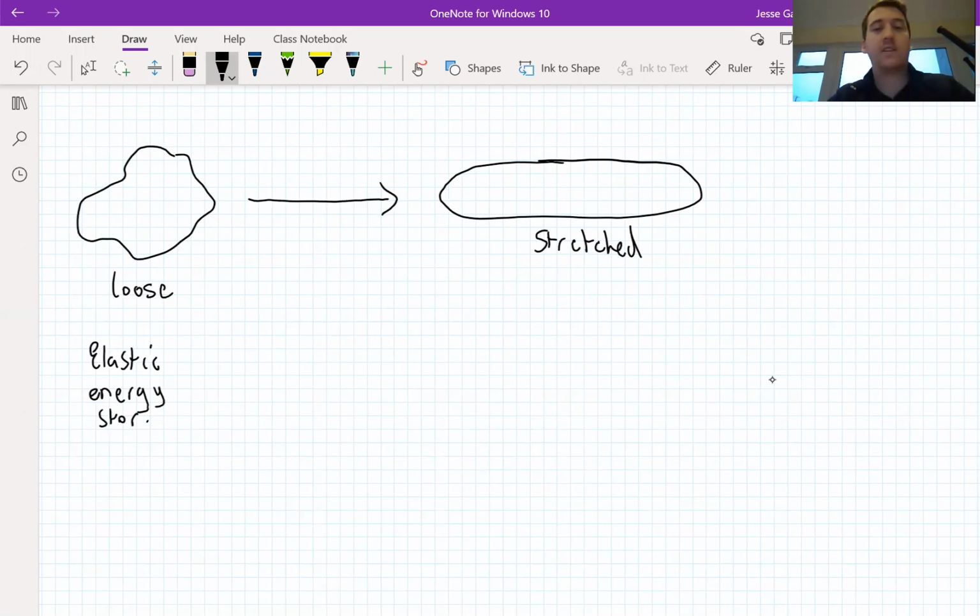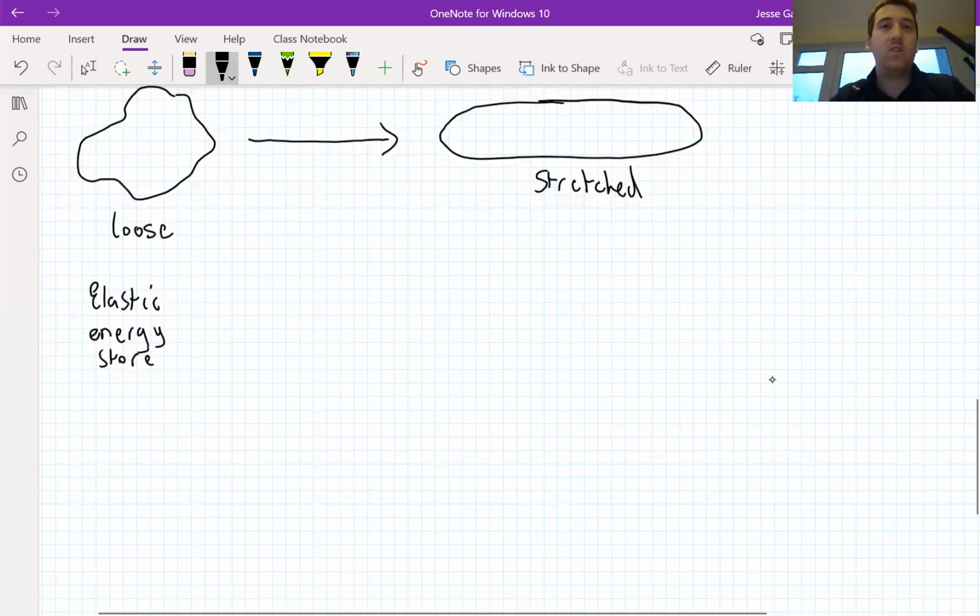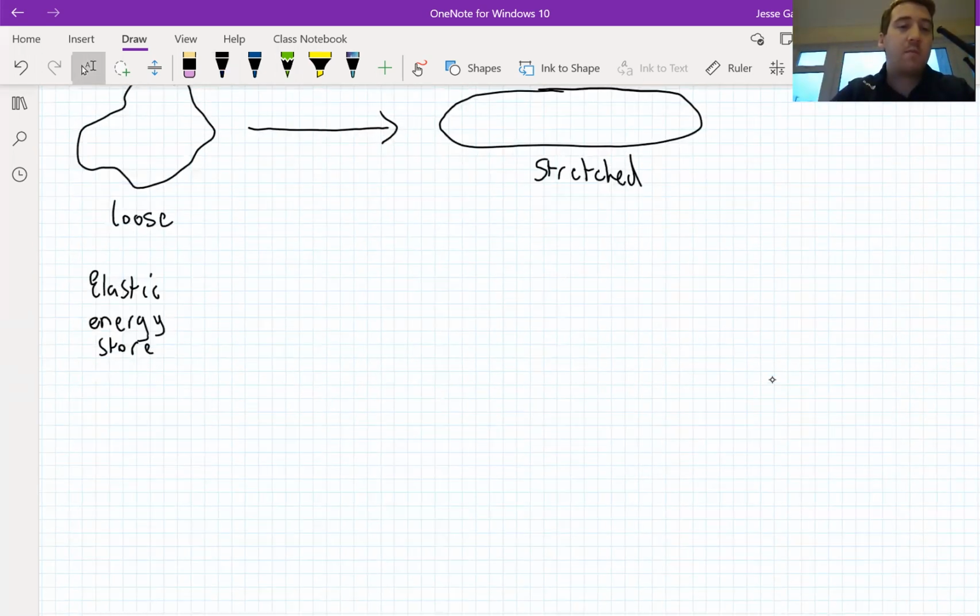And we see the elastic energy store not just in elastic bands that we stretch, but also springs that we can stretch, or we can also squeeze a spring. We call this compressing. When we compress a spring, or we stretch a spring, or we stretch an elastic band, we talk about the elastic energy store. So when the elastic band is loose, there is just a small amount of energy in the elastic energy store.